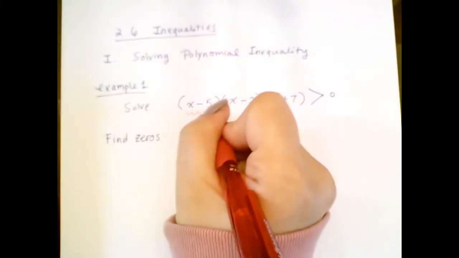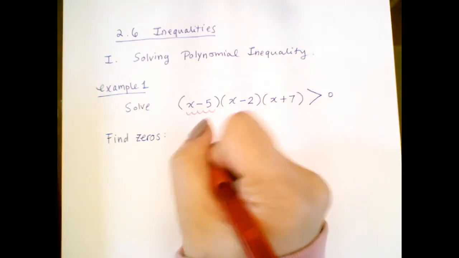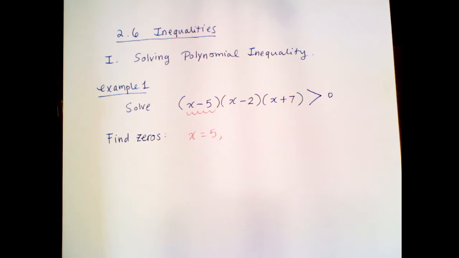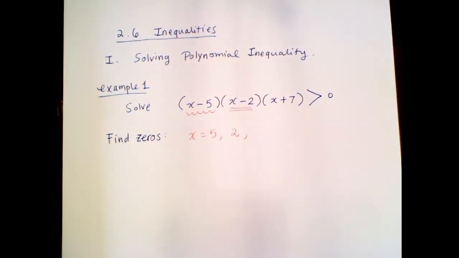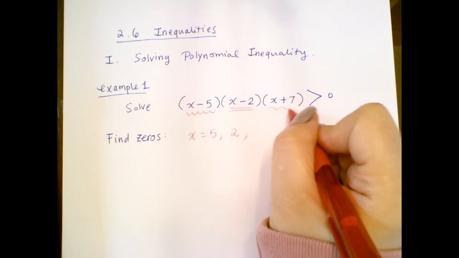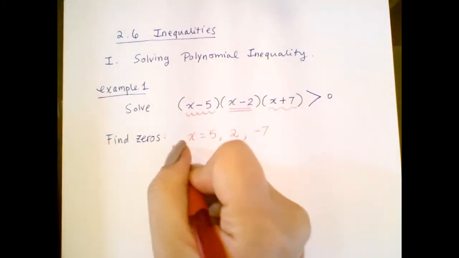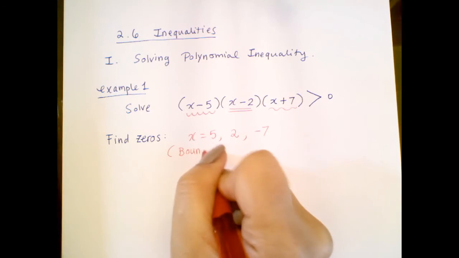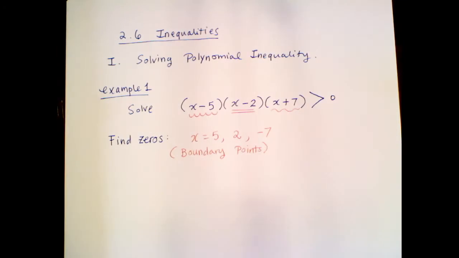Look at the first factor I gave you, x minus 5. So the first zero is at x equals positive 5. Look at the second factor, x minus 2. Therefore, the second zero is at positive 2. And the last zero, x plus 7. From that factor, we will have x equals negative 7. Now, these are going to be called your boundary points. Okay? These are the zeros of this polynomial.